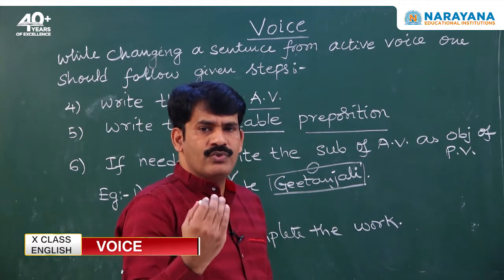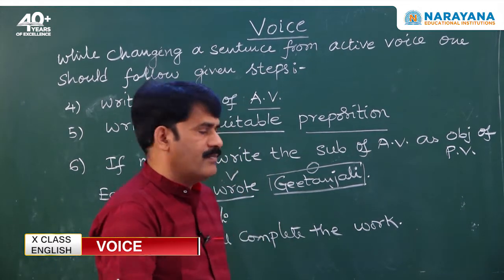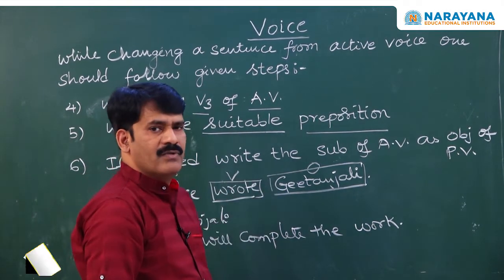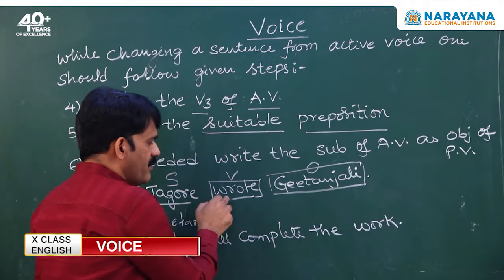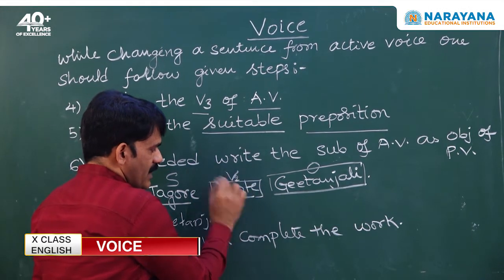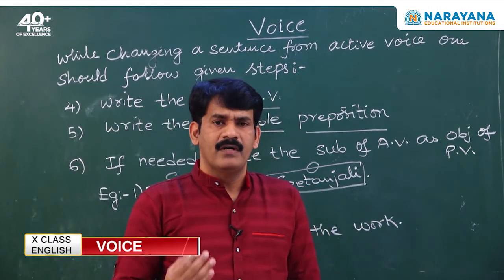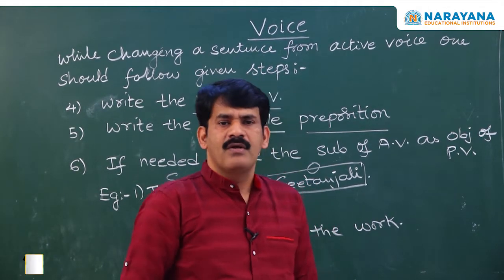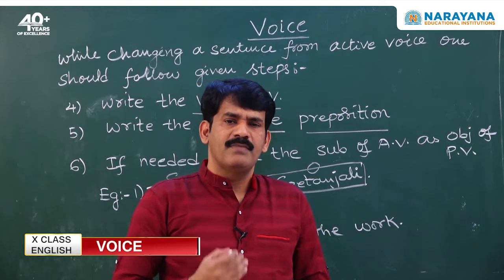How do you choose the suitable be form? Based on the verb given in the active voice. What is the verb given here? V2, the second form of the verb. The second form of the verb refers to simple past tense. What are the be forms of simple past tense?